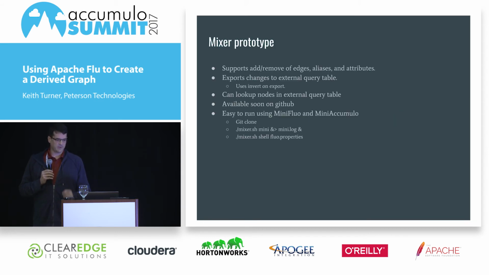So the little prototype that I wrote, I don't have it up on GitHub yet. I'll have it on GitHub probably sometime within the next few days. But I have screenshots of it here. And it's pretty simple. What it allows you to do is add and remove edges, aliases, and attributes. And then it exports changes to the derived graph to an external Accumulo table that you can query. It's really easy to run just to get started with. You just need to clone it, and then you run one script to start mini Accumulo and mini Fluo, and that starts up the application. And then you run another little script which gives you a shell where you can do these operations: add and remove edges, aliases, and attributes.